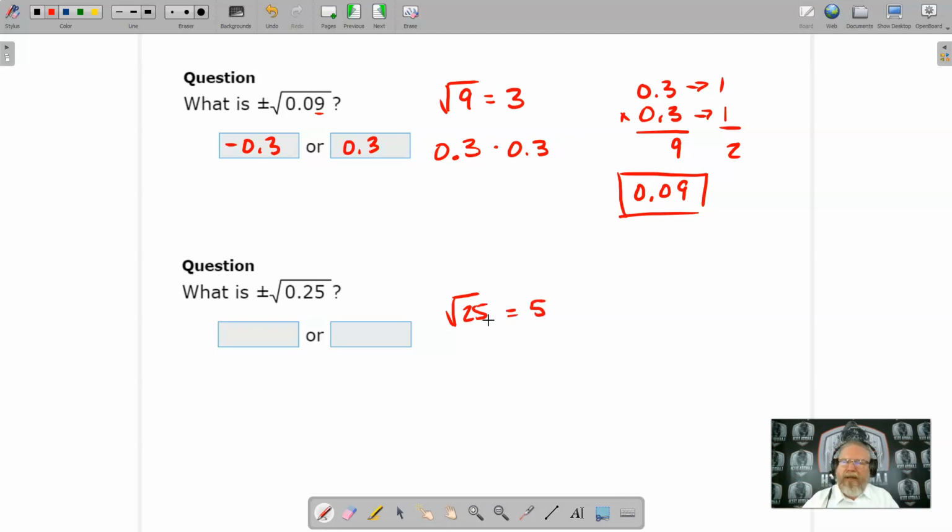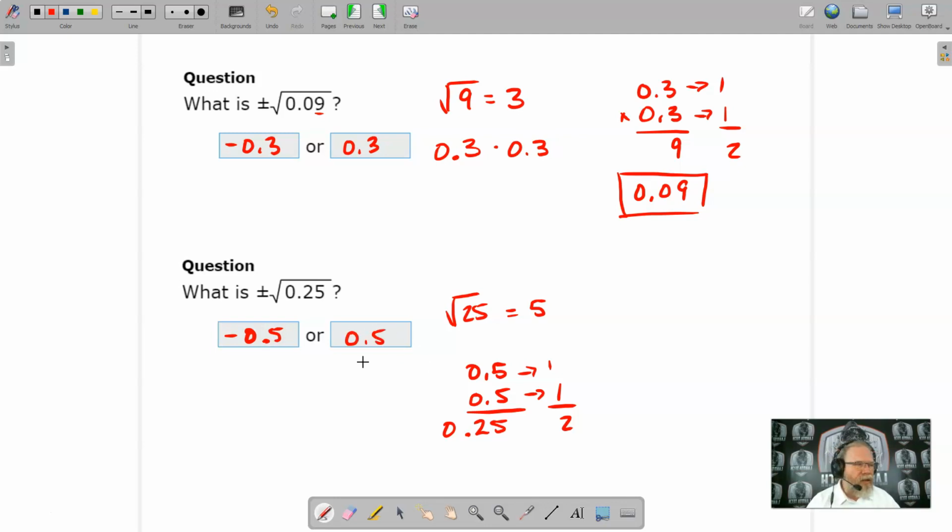But I'm not wondering about the square root of 25. I'm wondering about the square root of 0.25. So I realize I need 2 decimal places. So what if I just did 0.5? If I multiply 0.5 times itself, I'm going to end up with 25. I have 1 decimal place, and again I have 1 decimal place. Add those together: 1 plus 1 is 2, so I need 2 decimal places. So I throw the decimal there, and sure enough, I end up with the radicand of 0.25 again. So I realize that it's going to be a negative 0.5 and also a positive 0.5.